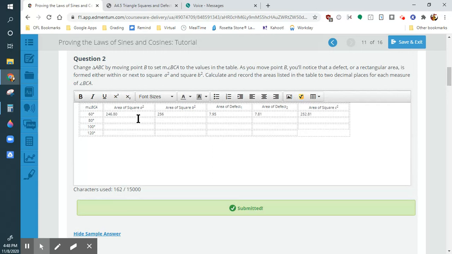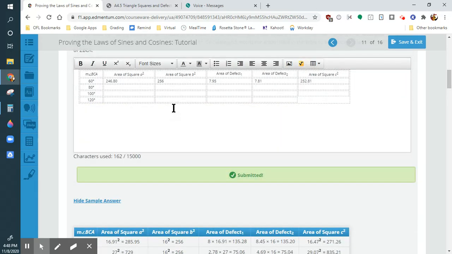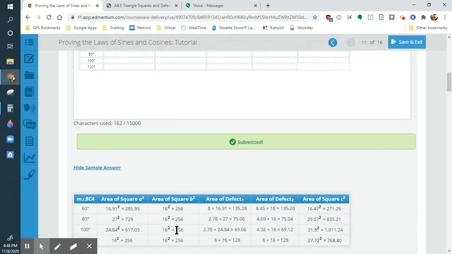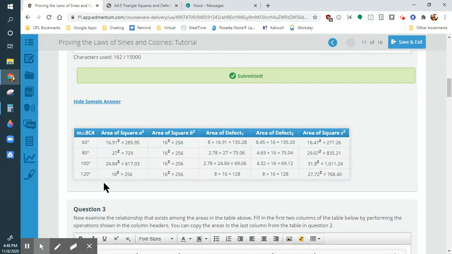So I got some of this right. 16 squared. Okay, so these are all going to be the same. These will change apparently. So you can see here as the angle decreases, I'm sure you guys are just looking at the answers by now, but you can see here as this angle increases, the side here is going to increase until we get a little bit over 90 degrees. You'll see that it starts decreasing again. So that's what's happening there.